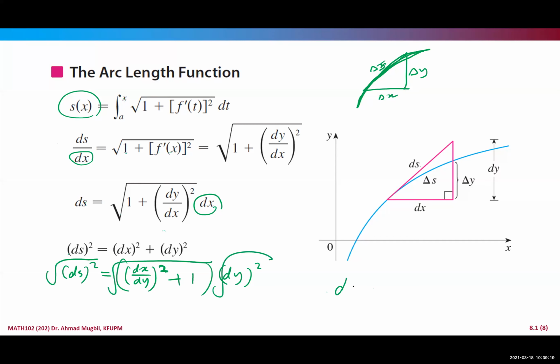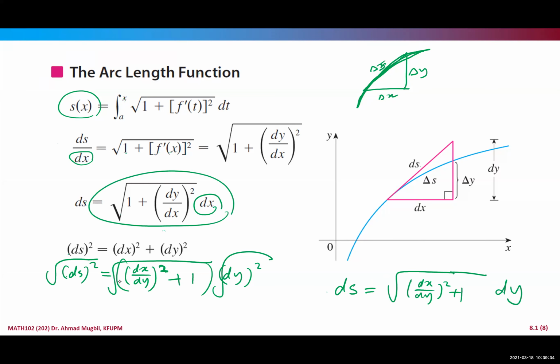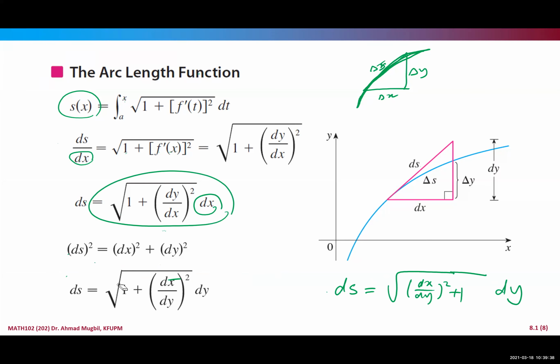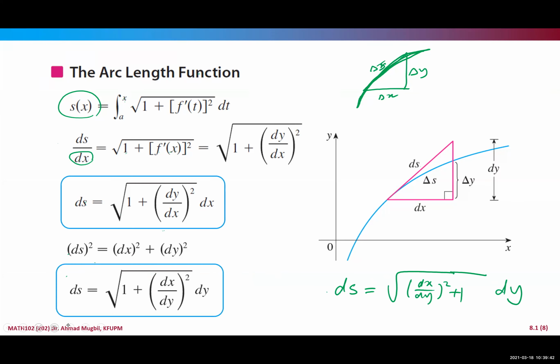What you will have? You will have ds equals to, all of them are positive because they are lengths, the square root of (delta x over delta y) all squared plus 1 times delta y. So it is the same as this formula, but here with respect to y, here with respect to x. And this is another formula for ds. You can see that we can write ds, the differential of the arc length function, in this way or this way. This is if you want to integrate with respect to x. This is if you want to integrate with respect to y.